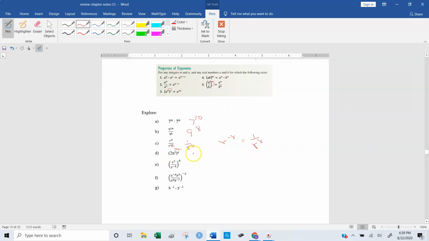The 4 you should have distributed through. I actually don't care right now. So that should have been 2 to the 4th and x to the 12th. If you multiplied the 2 out, that's great. If you did not, that is okay too.